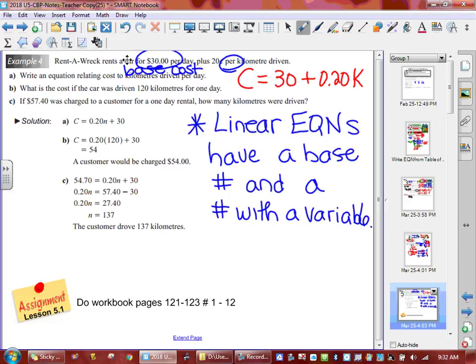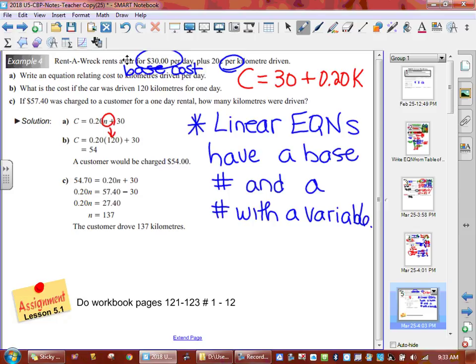So, B says, what is the cost if you drive 120 kilometers in one day? What would you have to pay that rental company? So they used the equation, and they had to put the 120 kilometers where the letter K was. That's why where they have their N, they put the 120. And all it is now is math. So now you're just going to take your 0.20 times the kilometers, and then add the $30 left over. You're going to get 24 plus 30, which is $54. Okay, so that's what the cost is for the first one, 54.